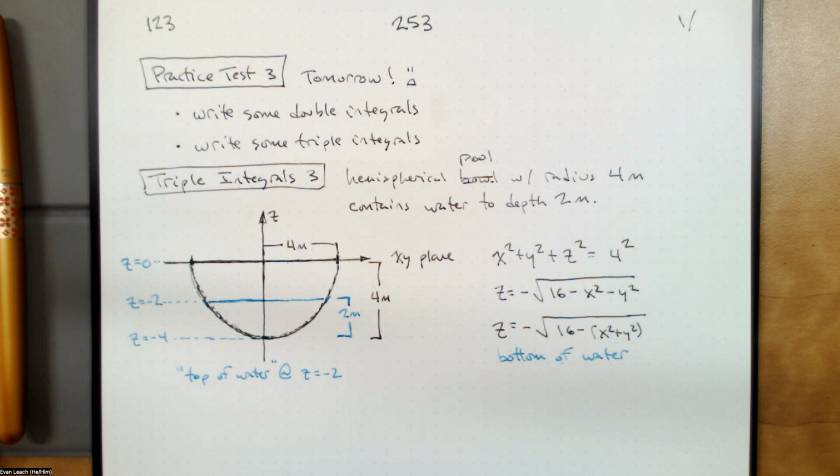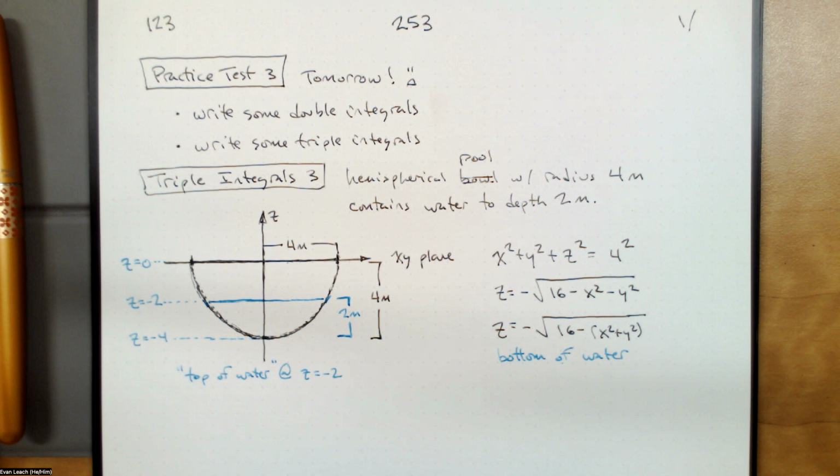I want the bottom part of the sphere, so I'm going to take z equals negative square root of 16 minus x squared minus y squared. This is the bottom of the water. The top of the water will be the depth of -2. This will be the interval over which we integrate dz.